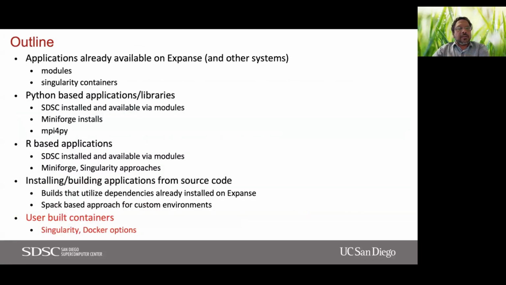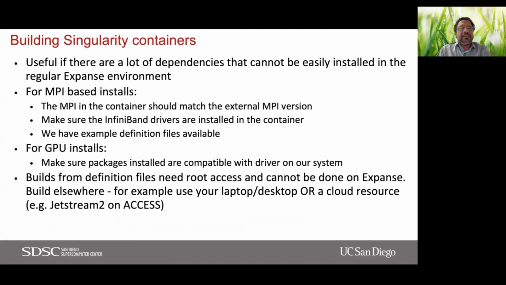So almost done. We have looked at building everything from source. You can also build containers yourself. And this is, again, if it turns out sometimes even the Spack-based install doesn't quite work in the regular Expanse environment because there are some other packages that are needed that are not in Spack. And then you can't install those easily, and it needs a lot of customization. In those cases, you just go into the Expanse environment and into a container environment and do it, basically for your code porting purposes.